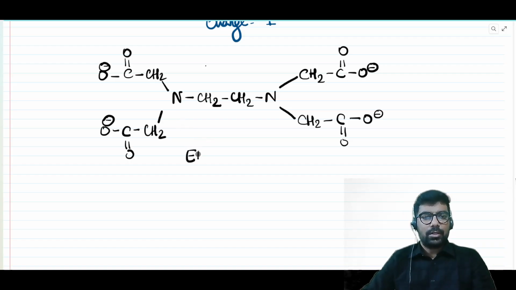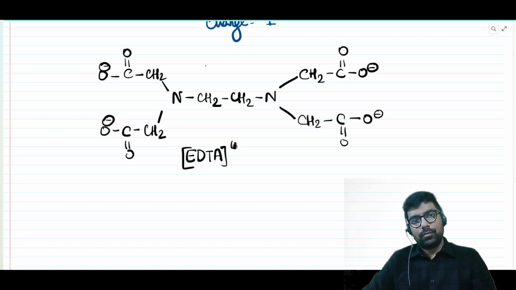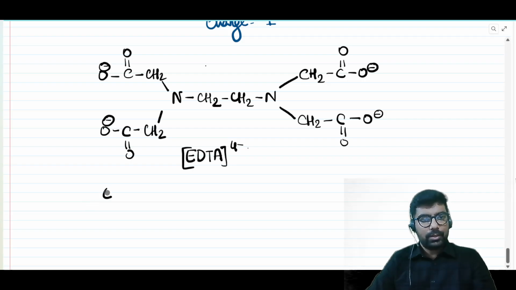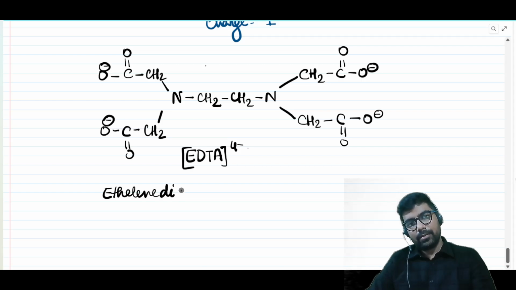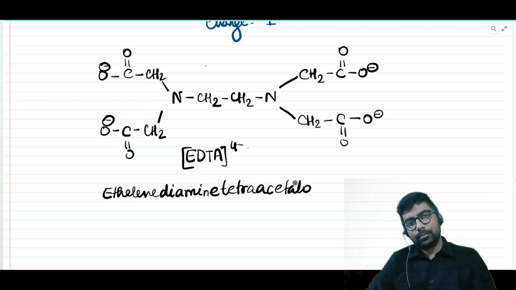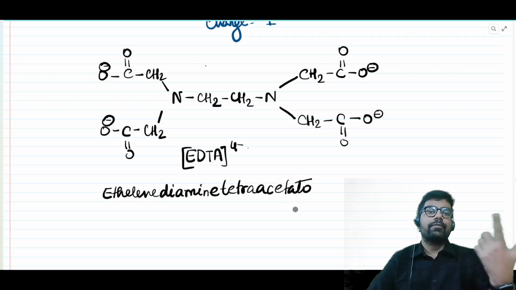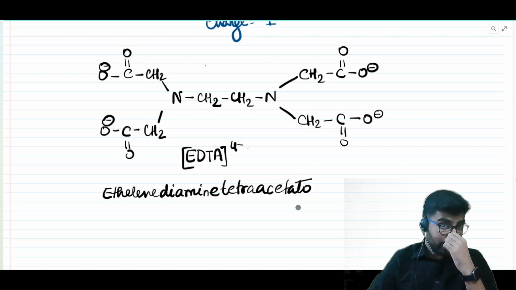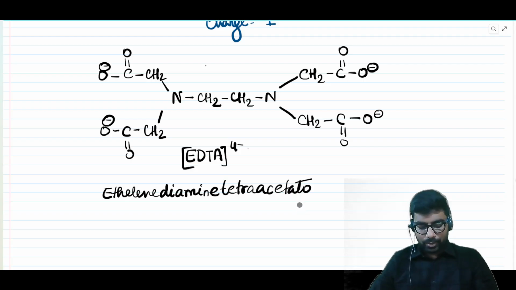This compound is called EDTA. Overall charge 4 minus. Full form: ethylene diamine, again single m, tetra means 4, there are 4 acetate groups. Acetato, why acetato? Because negative charge is there, so oxygen comes, O came. So ethylene diamine tetraacetate is the name of the molecule.